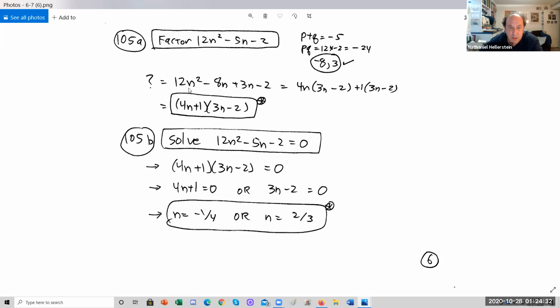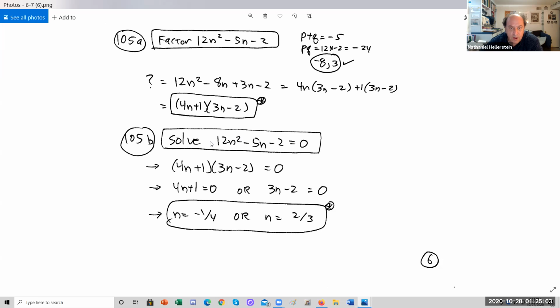12n squared minus 8n has a common factor of 4n times, after division, 3n minus 2. We already have a 3n minus 2 here times a 1. Remove a 3n minus 2 factor and we're left with 4n plus 1. So 4n plus 1 times 3n minus 2. That's factoring this. 105b is obviously related to 105a. It's solving the equation 12n squared minus 5n minus 2 equals 0.